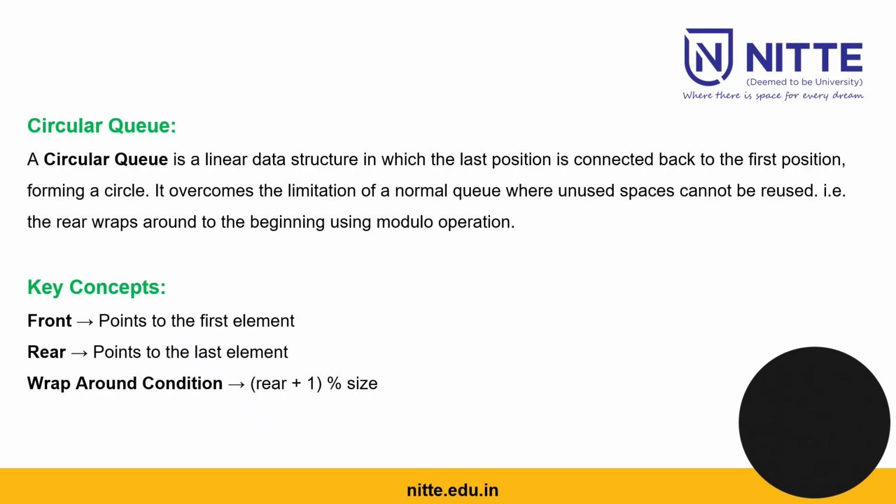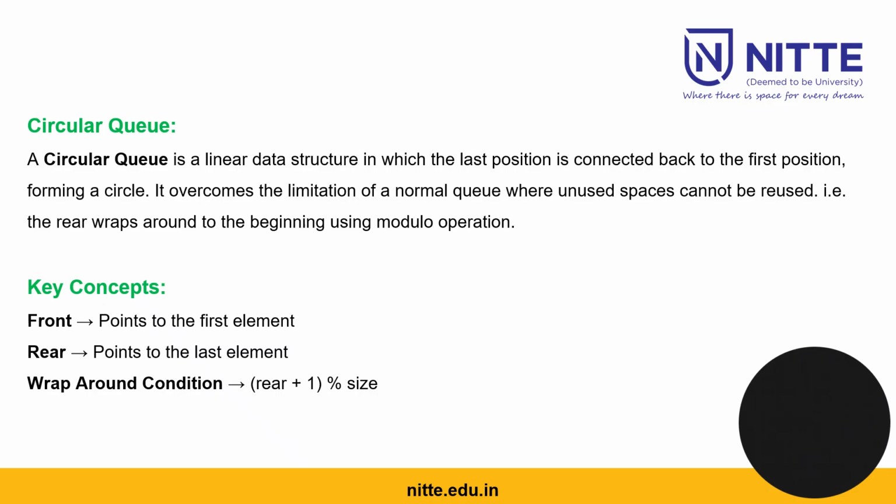And why will it be used? It will be used because it overcomes the limitation of a normal queue, where unused spaces cannot be reused. Since we connect the last to the first, the rear wraps around to the beginning using, again, what here? The modulo operation. So this is how we are going to create this circular queue.